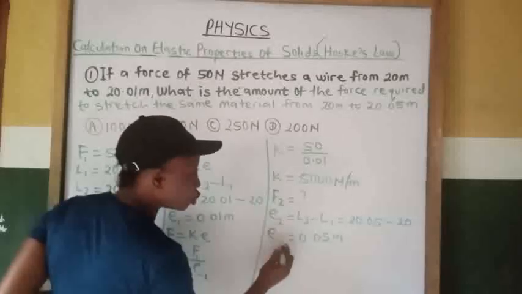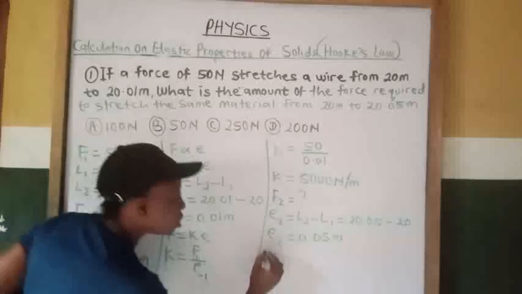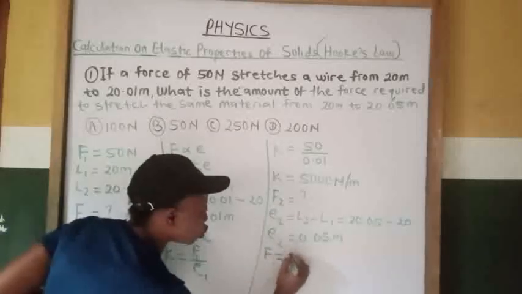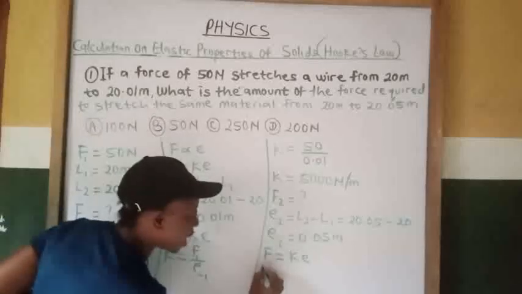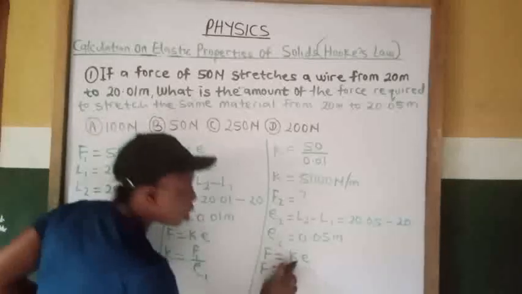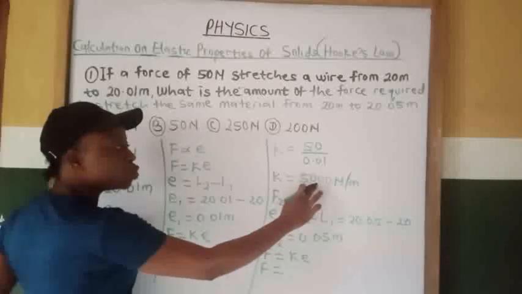So that is E2. Now to calculate F2, our F will be equal to KE. So for F2, which is unknown, F equal to, what is our constant? K. So K is a constant value, it won't change.